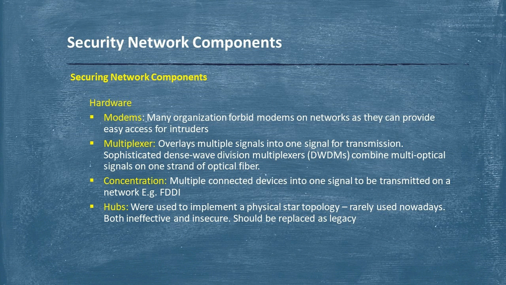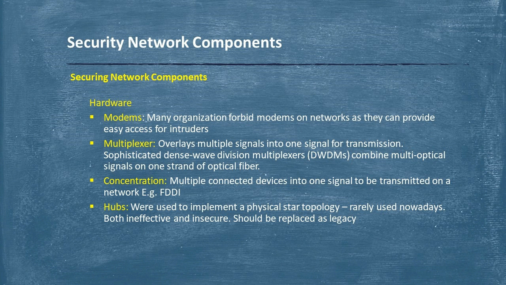Now let us see some of the devices commonly used in networking. Modems: many organizations forbid modems on the network as they can provide easy access for intruders. So it can be easily broken. So modems are being avoided.